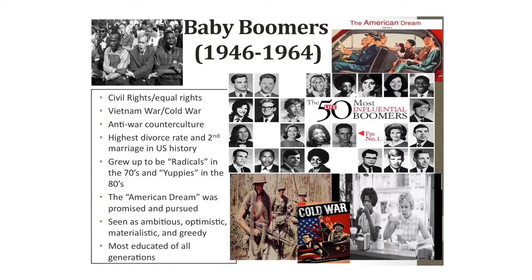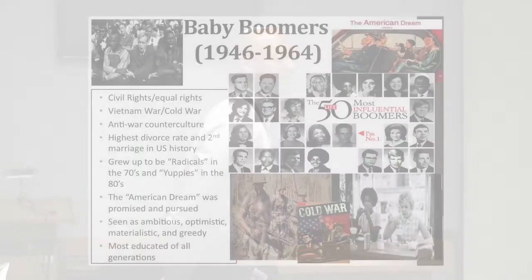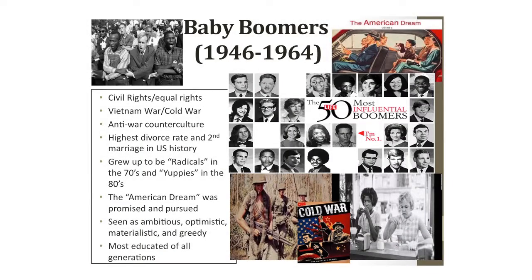But look at what happened with the baby boomers. They were radicals in the 70s, and then they had to conform to society, and they became yuppies in the 80s. The American dream was pursued, and look at the characteristics at the bottom. These are probably the most effectual parts. They're ambitious, they're optimistic, materialistic, all right? Remember, the generation before went through some dire times, so now that we have a little money, we like having money. Possibly greedy, politically correct, ethical, most educated of all generations. We can pat ourselves on the back.